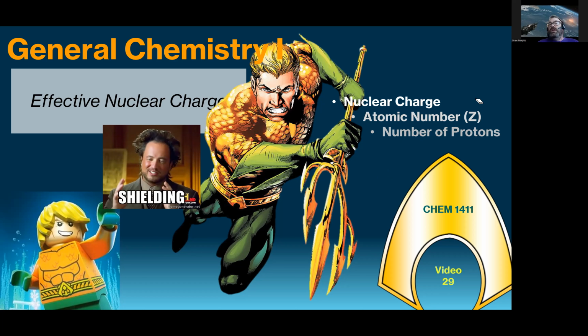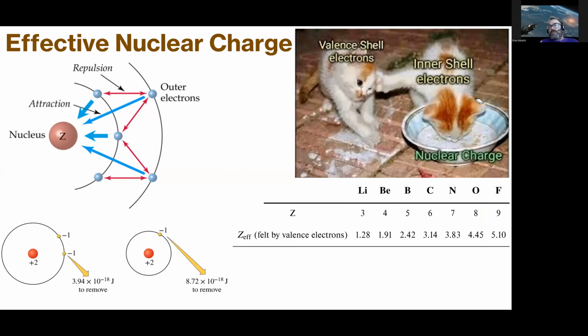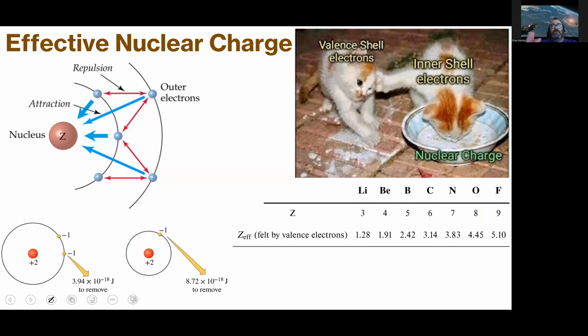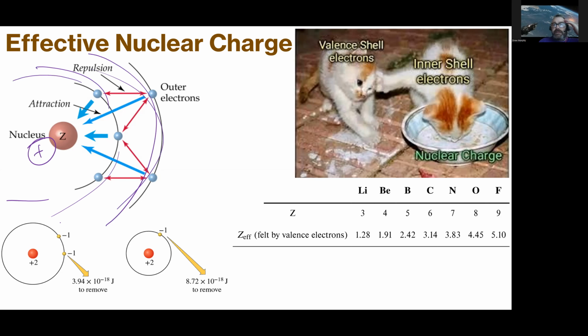Effective nuclear charge is something a little bit more detailed. Effective nuclear charge is what kind of charge the valence electrons experience from the nucleus. So if we think about it, the atom here is a whole bunch of charges all close together wanting to fight each other. The nucleus here is where all the positive charge is. The electrons are all around on the outside.